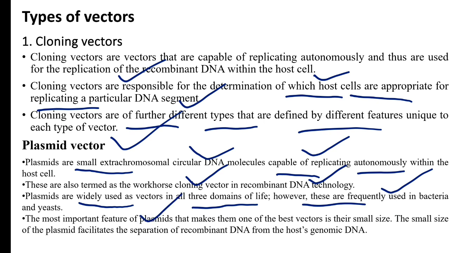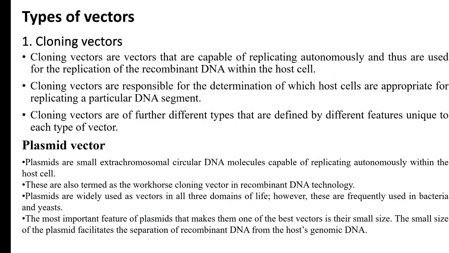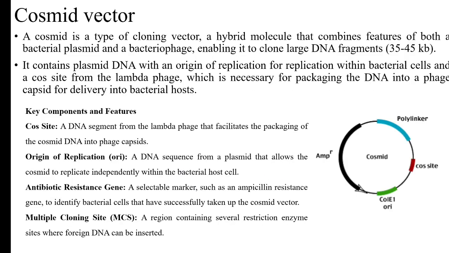The most important feature of plasmids that makes them one of the best vectors is their small size. The small size of plasmids facilitates the separation of recombinant DNA from the host genomic DNA. So it can carry a large piece of DNA segment because the plasmid size is so small. And one of the most commonly used plasmid vectors are pBR322 and pUC19.